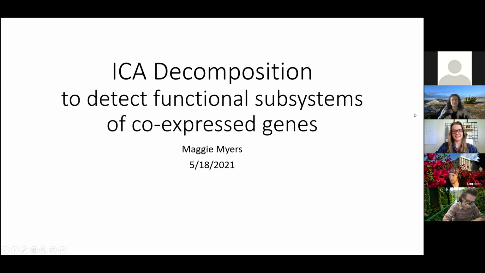Okay, so my name is Maggie Myers. I'm in Marcus Seldin's lab and John Lonegrubb's lab. Marcus is a pretty new faculty member that studies systems genetics. So today I will be talking about ICA decomposition as a module detection method. ICA stands for independent component analysis.